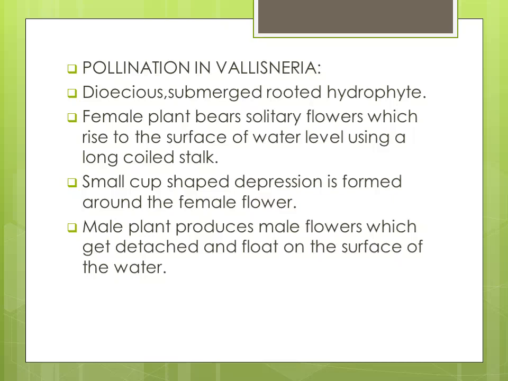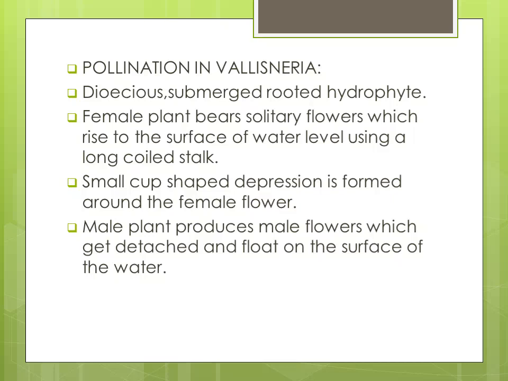Vallisneria is a submerged rooted hydrophyte. You can see that the plant is present underwater, as in the previous diagram. The female plant bears a single flower which rises to the surface of the water level using a long coiled stalk. The stalk is very lengthy and coiled. A small cup-shaped depression is formed around the female flower. So the cup-like depression develops around the female flower, and with this structure it comes to the surface of the water.